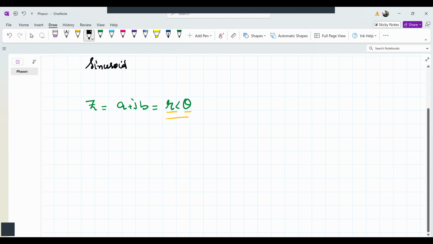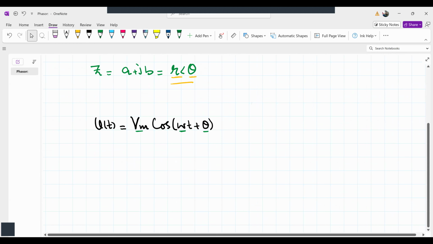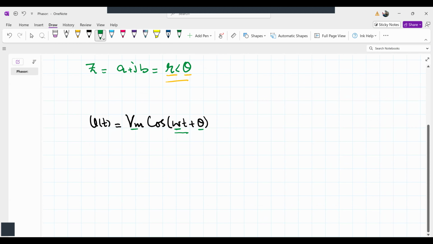Let's start with a very basic sinusoid. Let's suppose our voltage v of t in time domain is given as Vm cosine omega t plus theta, where Vm is the amplitude of this sinusoid or cosine, omega is the frequency and theta is the phase. So omega t represents the phase, then we add the phase theta. That's the total phase of the sinusoid.